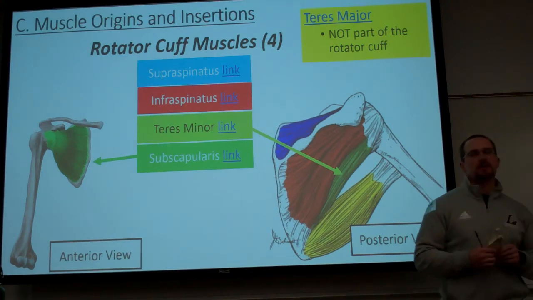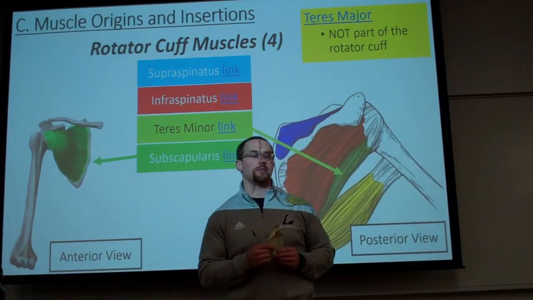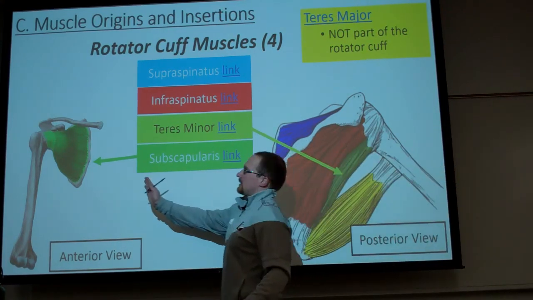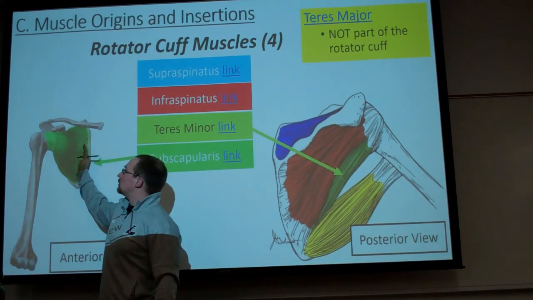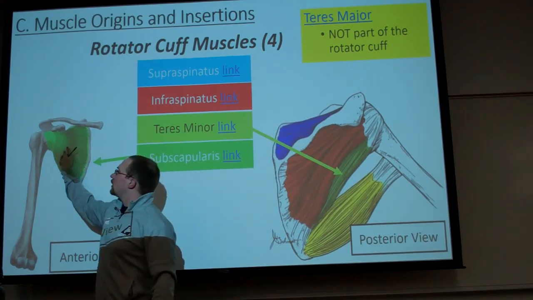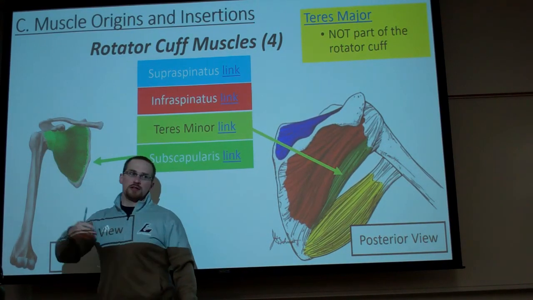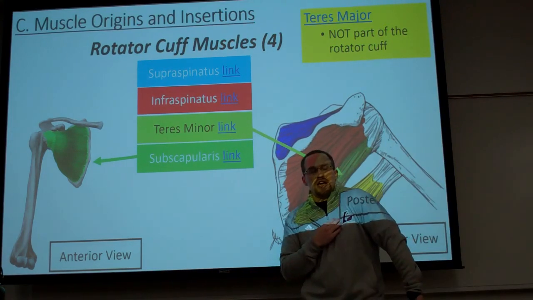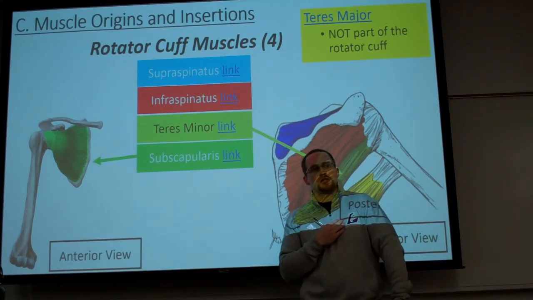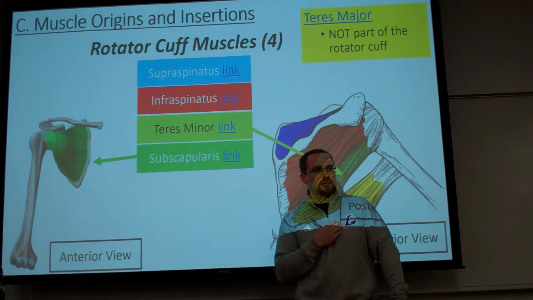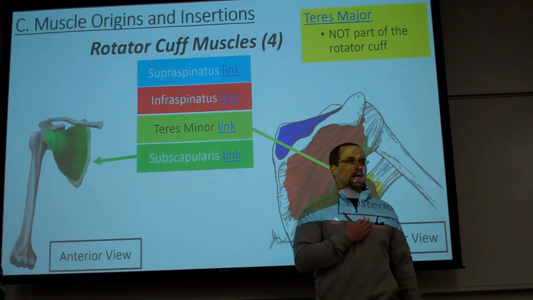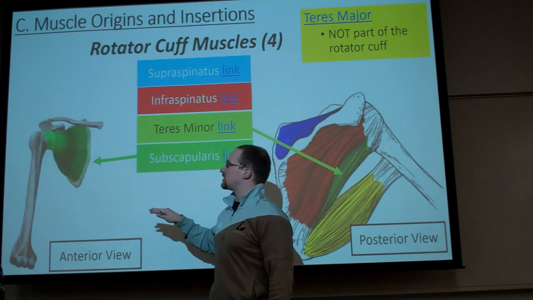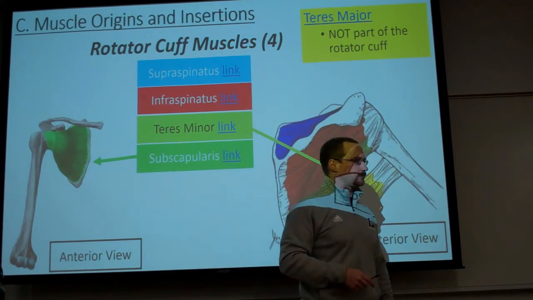Let's start with the subscapularis. Notice here, it's on the underside of your scapula there, going all the way to the front, your lesser tubercle. So this is going to help with internal rotation. This muscle does internal rotation, kind of like the latissimus dorsi. Internal rotation with the subscapularis.